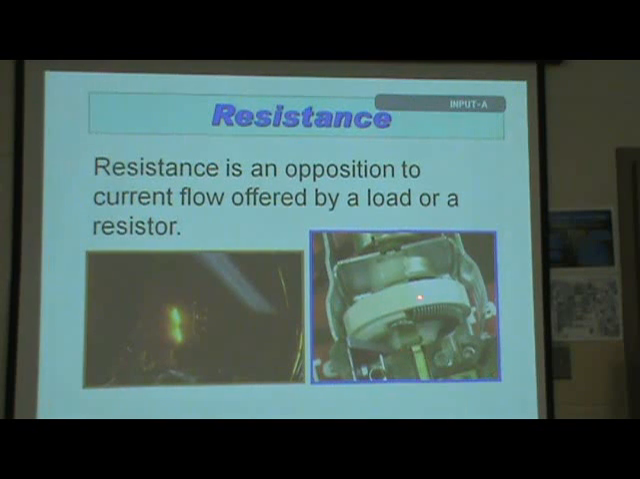All right, have you seen something like this before? What would you call that? Have you ever turned the knob to dim and brighten your headlamps? That's what that is right there. That's got a little set of points dragging on that resistor wire. Resistance, in opposition to current flow, is offered by a load resistor.